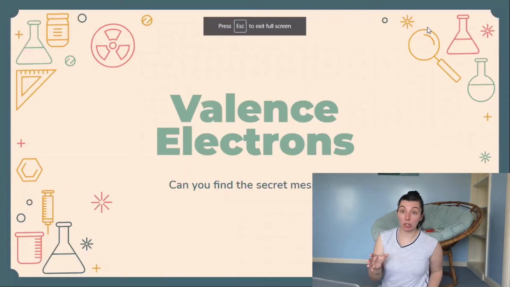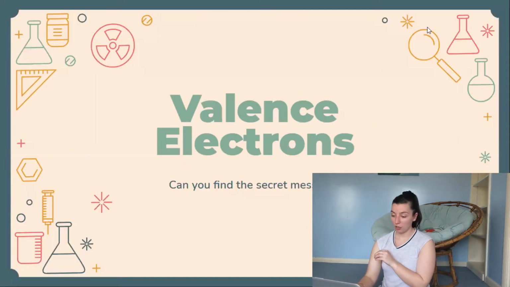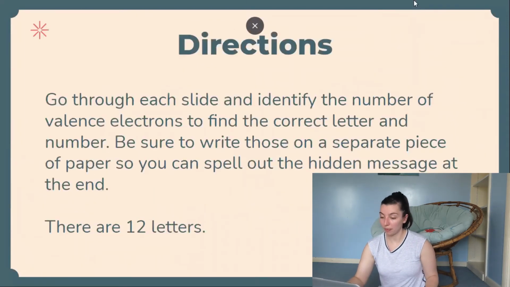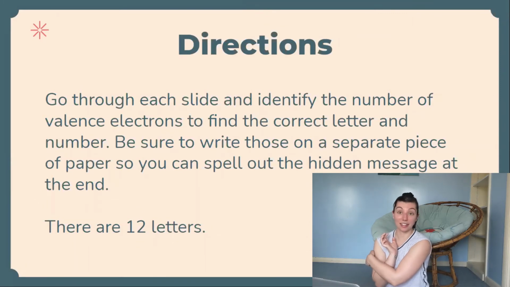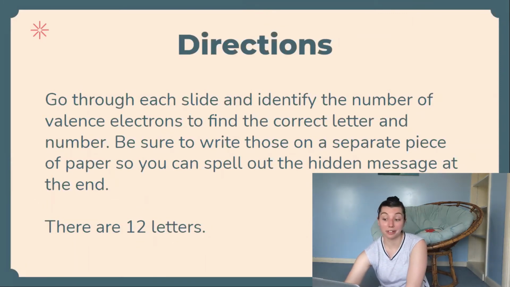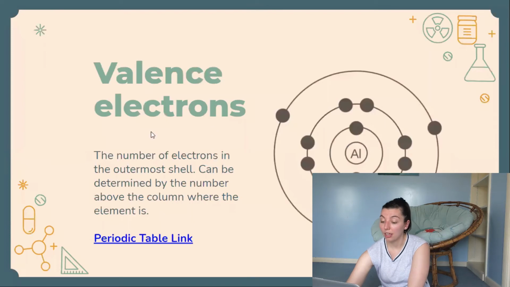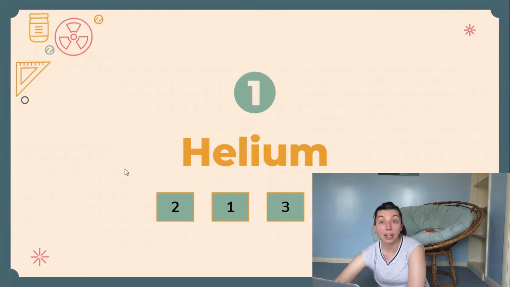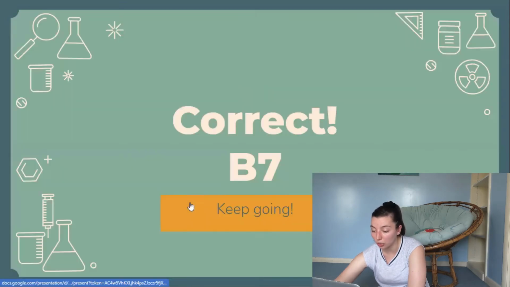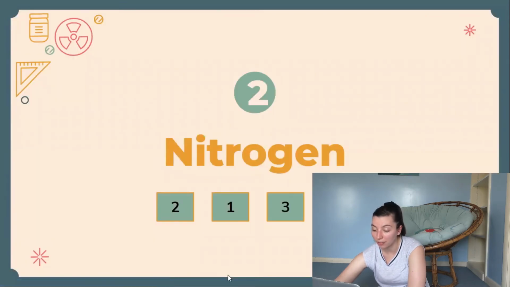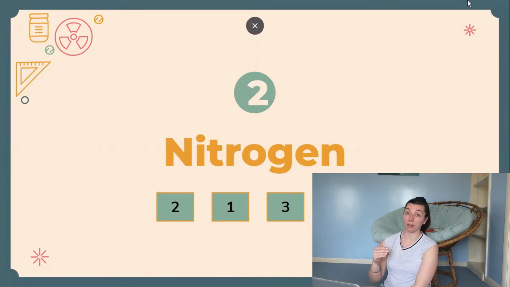Okay, so let me show you how this looks. Can you find the secret message? Directions. Go through the slides, identify the number. There are 12 letters. Valence electrons. Let's go helium. Let's say 1, incorrect, go back. 2, correct, keep going. And then you just play all the way through.